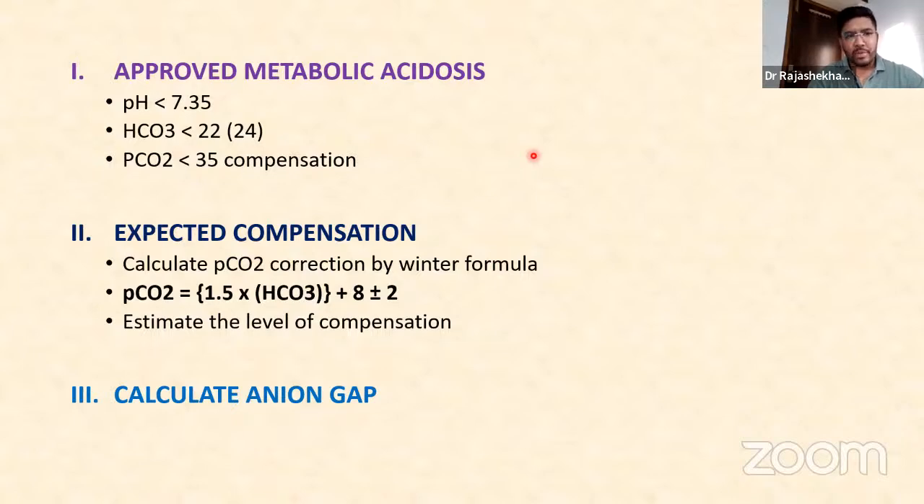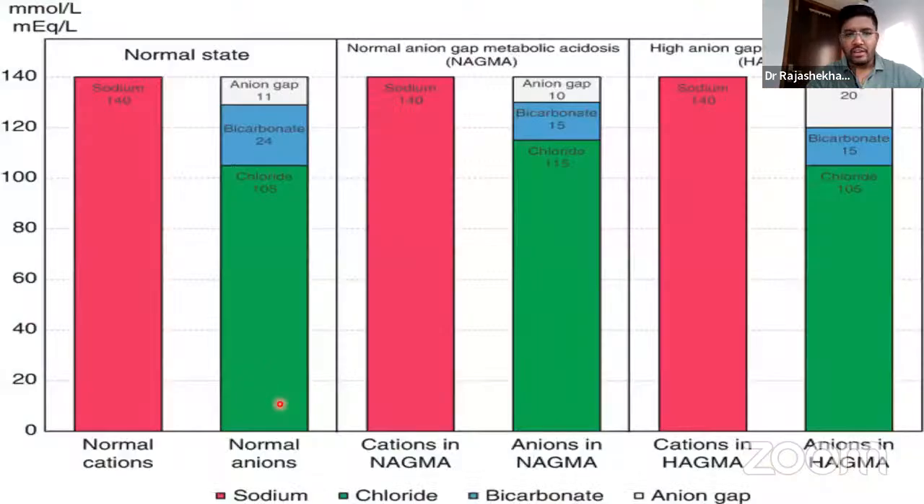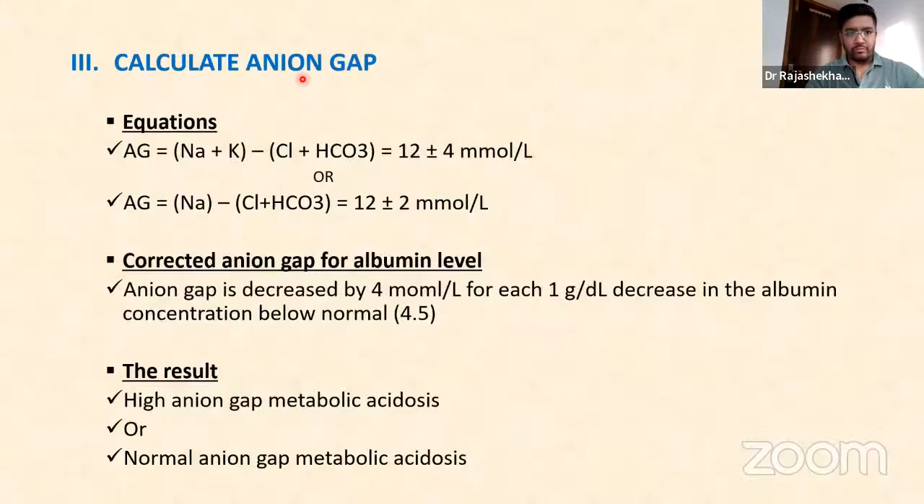So you should know the expected compensation. As I told you, we are using Winter's formula here, that is 1.5 times the bicarbonate plus 8, plus or minus 2. This will give the level of compensation, whether it is appropriate or whether there are any associated diseases or not. After this, we are calculating the anion gap. I think I have cleared the concept of anion gap. Anion gap is nothing but the amount of unmeasured anions in your body.